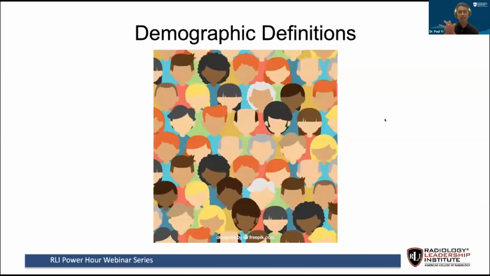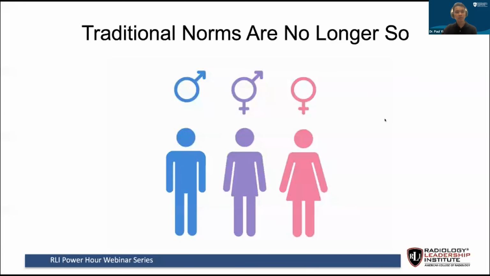Moving away from the technical statistical definitions are demographic definitions. Obviously, it's important to think about representation and also measuring for potential disparities that might disadvantage historically underrepresented groups. But it's a challenging thing because we're in 2023, and traditional norms, even things like sex and gender, aren't necessarily the same as we thought about in decades past.